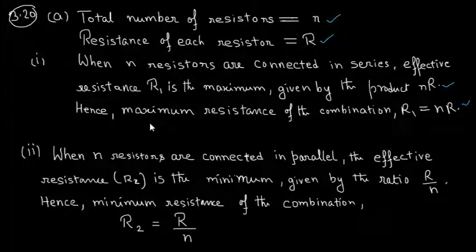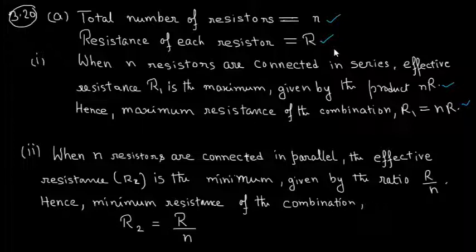Let us start with 3.20 A. Total number of resistors is equal to n. Resistance of each resistor is equal to capital R. Part 1 of A: when n resistors are connected in series, effective resistance R1 is maximum, given by the product n into R. Hence, maximum resistance of the combination R1 is equal to n multiplied by R.